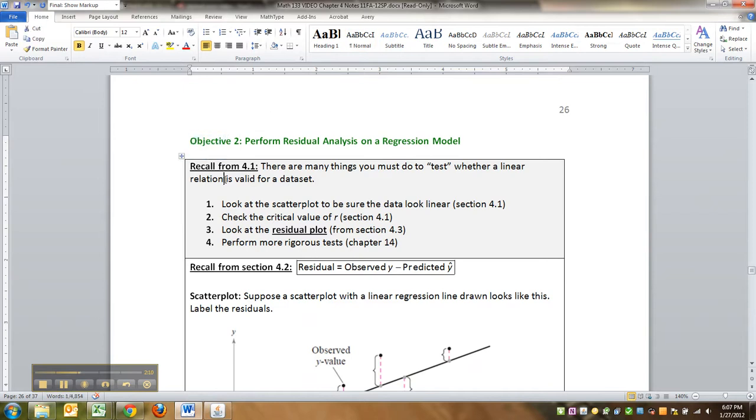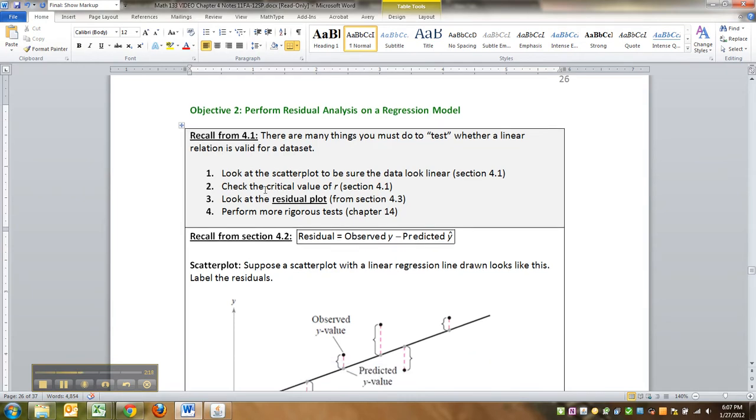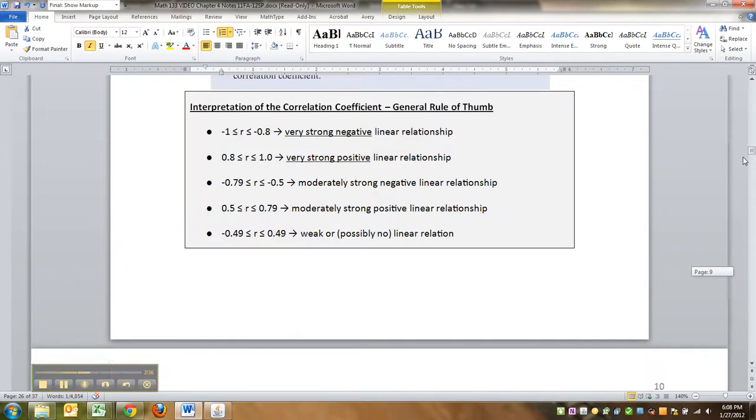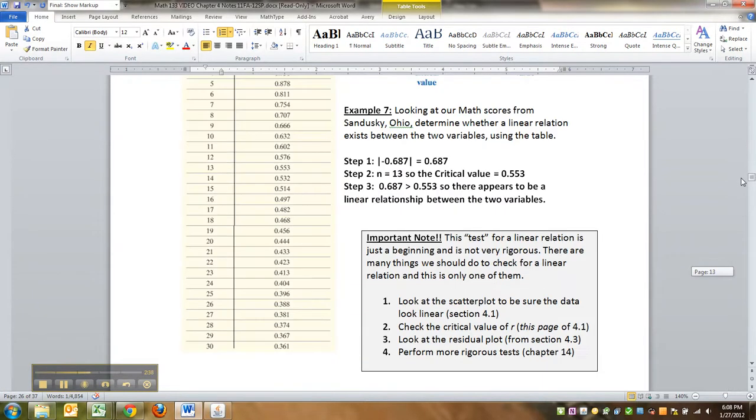Let's move on to Objective 2, which is performing a residual analysis on a regression model. So remember, back in section 4.1, we were told that there are a lot of ways to gauge whether or not you should be looking at a linear model. So one of them was to look at a scatter plot, and we learned how to make scatter plots in Excel and StatCrunch. Another one is to check the value of R, and we learned how to do that in section 4.1. Remember, oops, here, I'll get there. Not there, not there. Aha, this page.